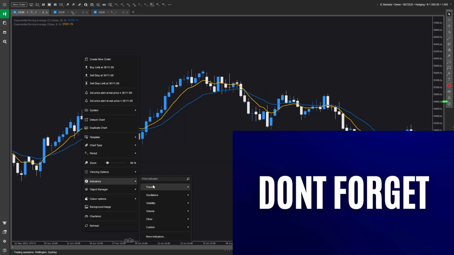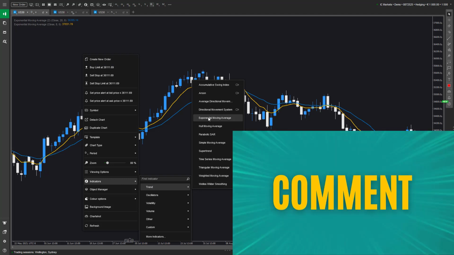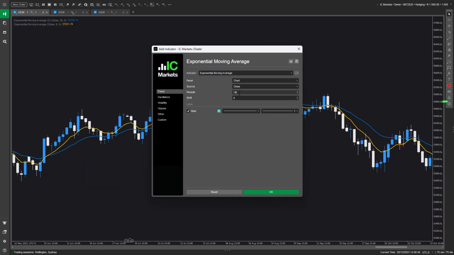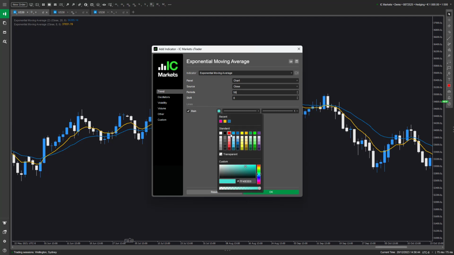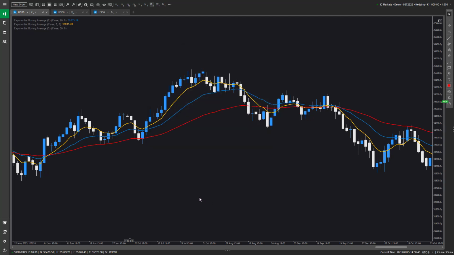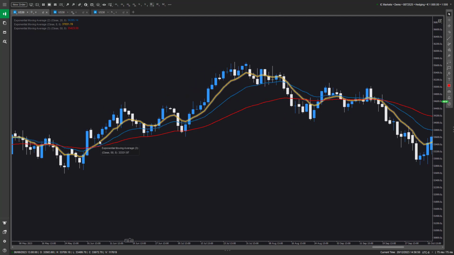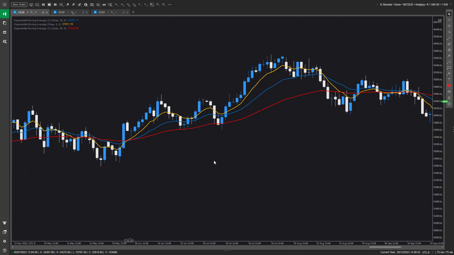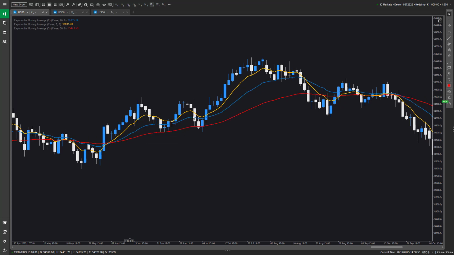Now we can take things a step further as well and add an additional moving average. I'm just going to add a 50 moving average as well. I'll do it in red so it's very easily visible. Okay, so now we've got ourselves an 8, a 20 and a 50. Now when the 8 is above the 20 and the 20 is above the 50, we have got a certain upward trend.